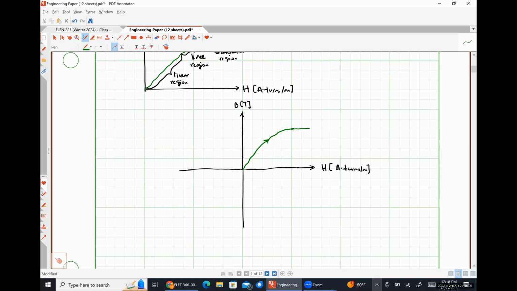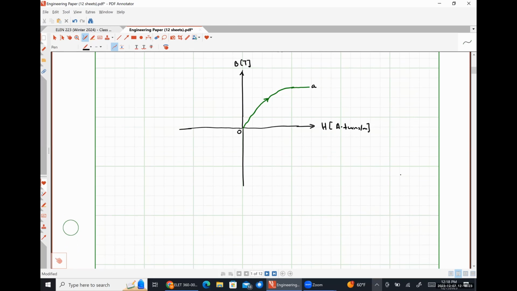But what's going to happen? Yes, Bailey. Saturation. Okay. So I'm going to call this line from O to A, okay? And I'm going to describe what's going on down here.